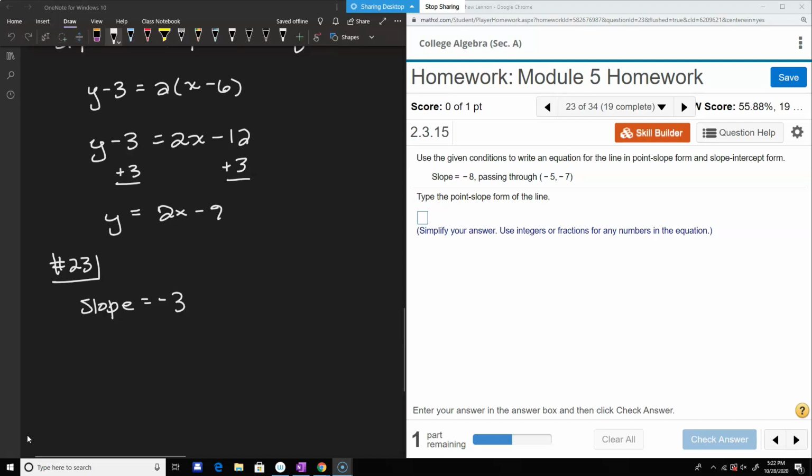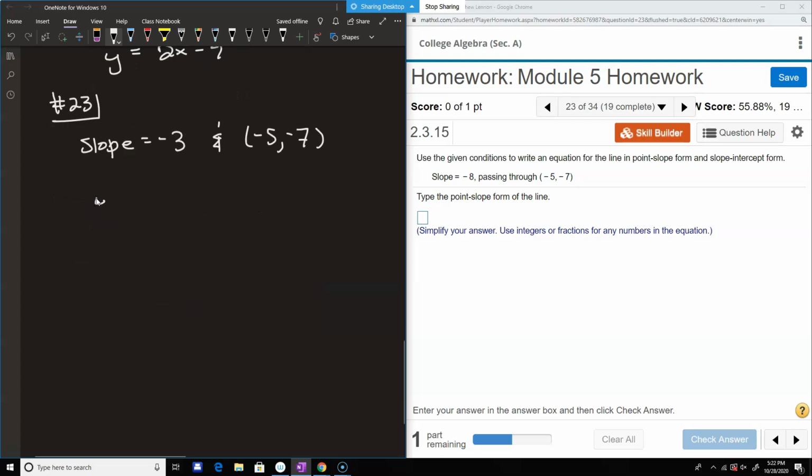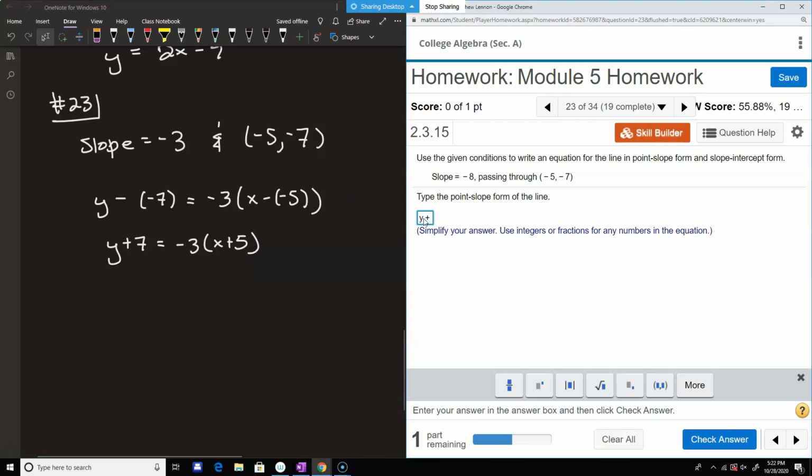So we're just trying to do the point slope and the slope intercept for a line with slope of negative 3 and passing through the point minus 5, minus 7. So as said, this should just be y minus negative 7 equals the slope, negative 3 times x minus negative 5. So we get y plus 7 equals negative 3 times x plus 5 here. So that is the first part, y plus 7 equals negative 3 times x plus 5.